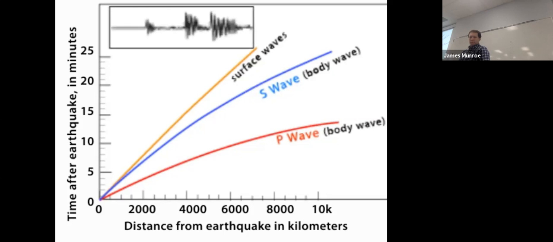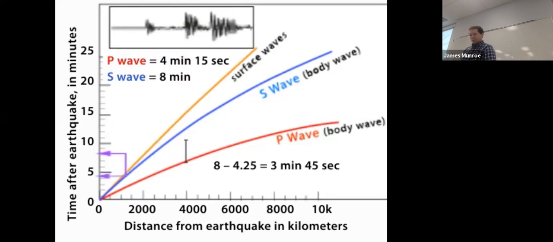So if you've got a seismogram, you observe the P wave arrival, and just as an example here, let's say it arrives at 4 minutes and 15 seconds. The S wave arrives at 8 minutes, then you get this 3 minutes and 45 seconds. And if you look at this, 3 minutes and 45 seconds only fits one place on here. And so that defines for you where the earthquake was, how far away from that one station.